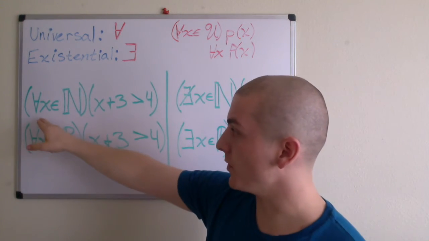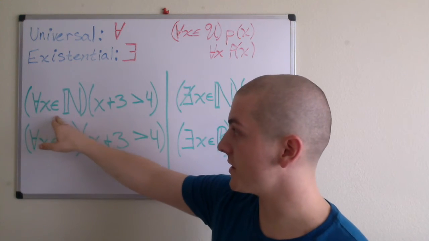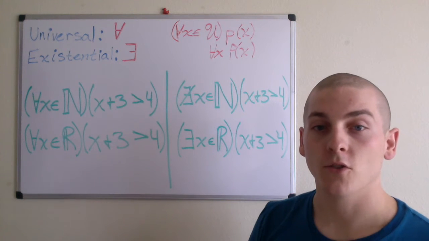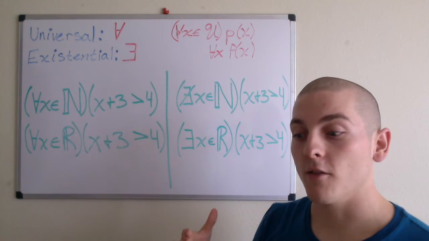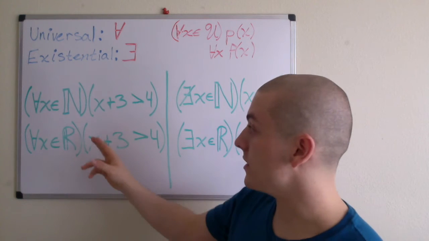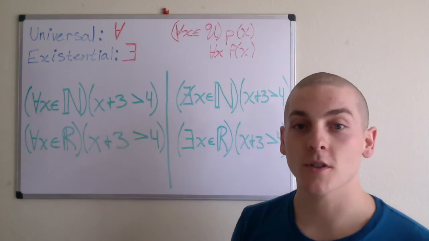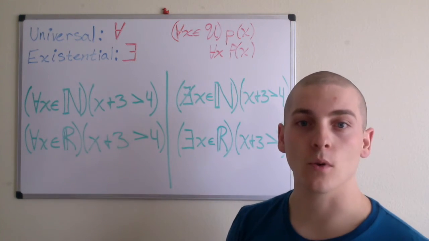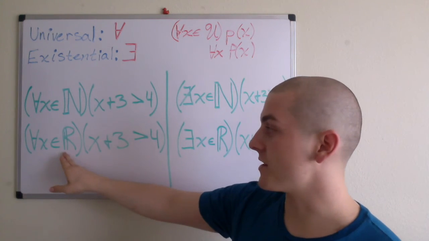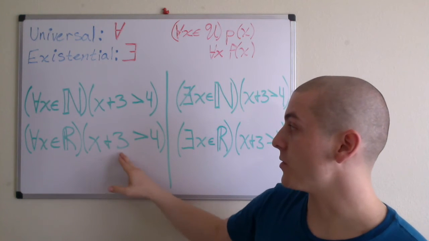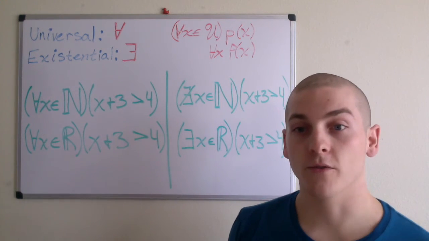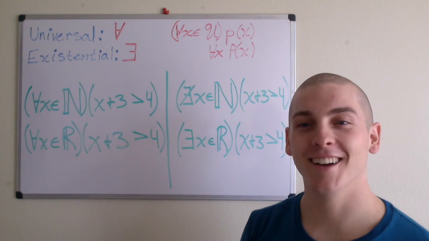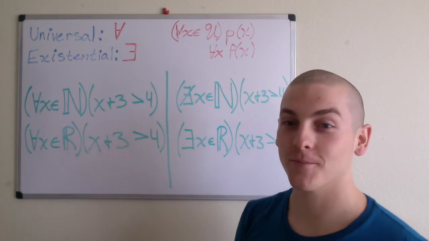So when we look at these examples, for every x that is an element of the naturals, x plus 3 is greater than 4. So that is a false statement because the first value of the natural numbers is 1. So x plus 3 is 4, which is not greater than 4. Also, for every x that is an element of the real numbers, x plus 3 is greater than 4. That is also false. There are infinitely many numbers that do not make this true.